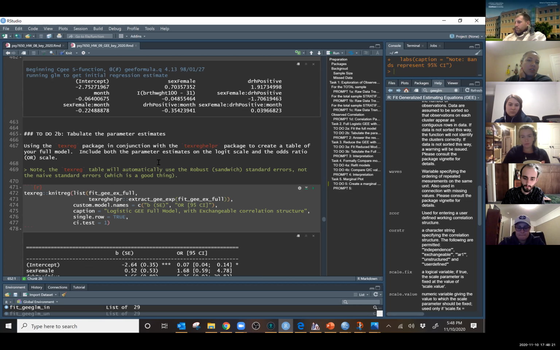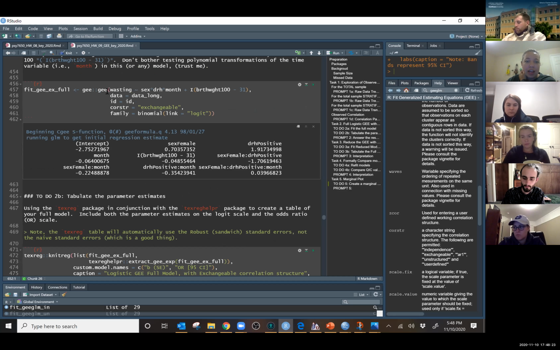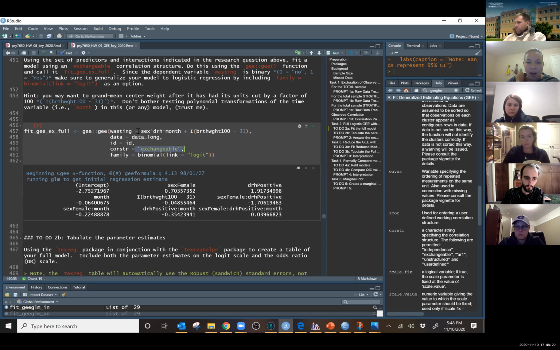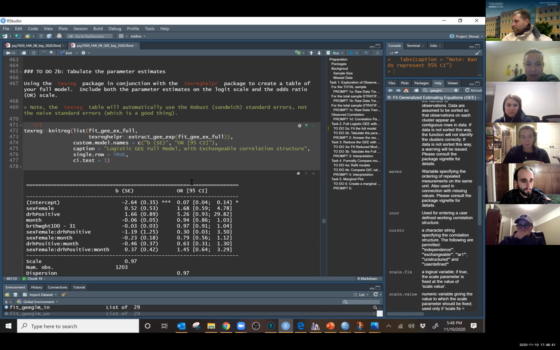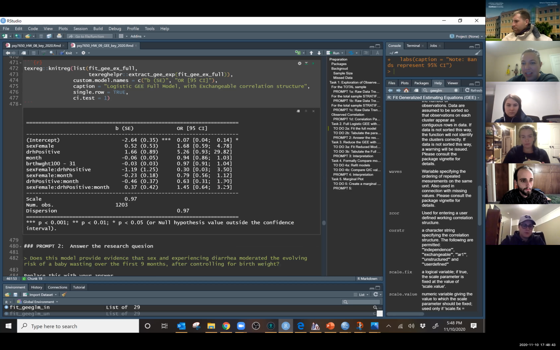Okay, so fitting these models. First I had you fit with exchangeable. This is 2A: fit the full model with the 3-way interaction plus a main effect for centered birth weight in 100-gram units with exchangeable, and then make a table. Now, what do we see about the 3-way interaction?